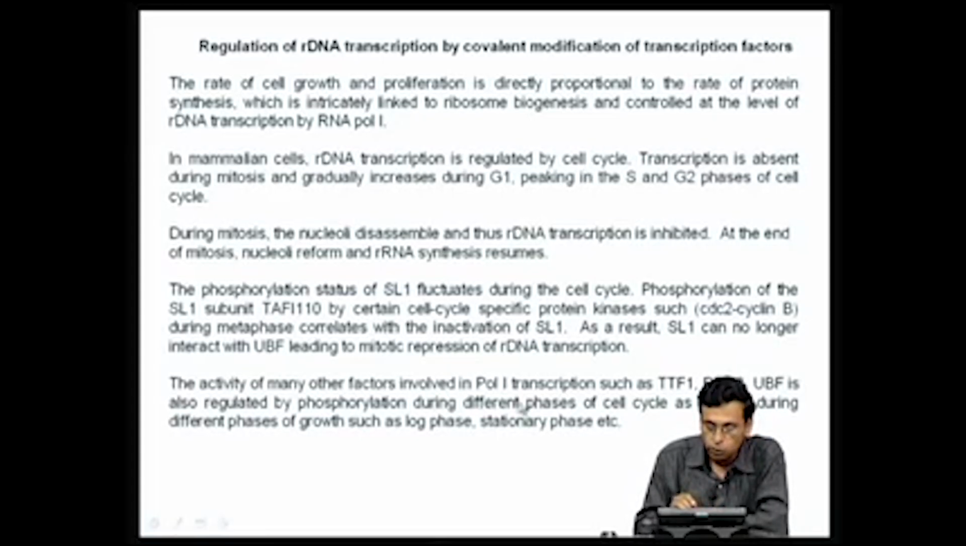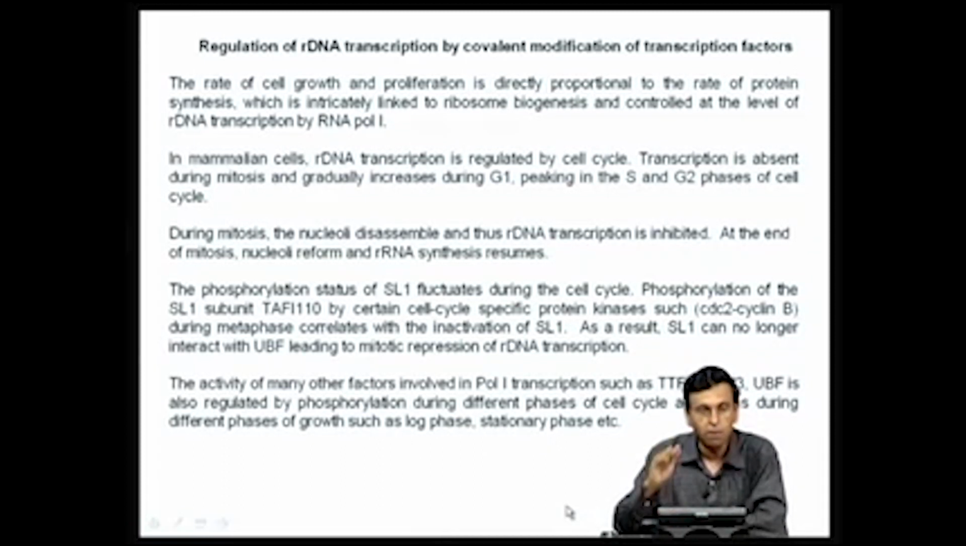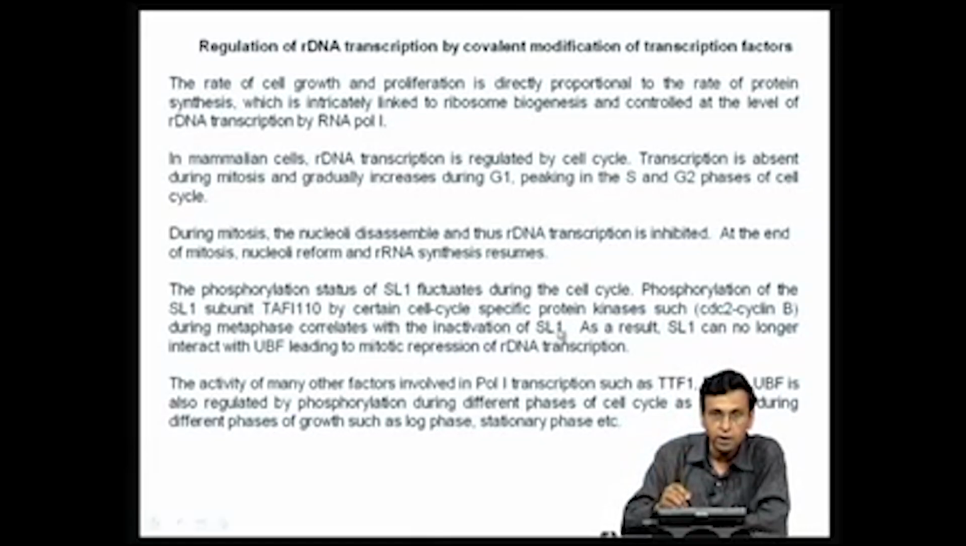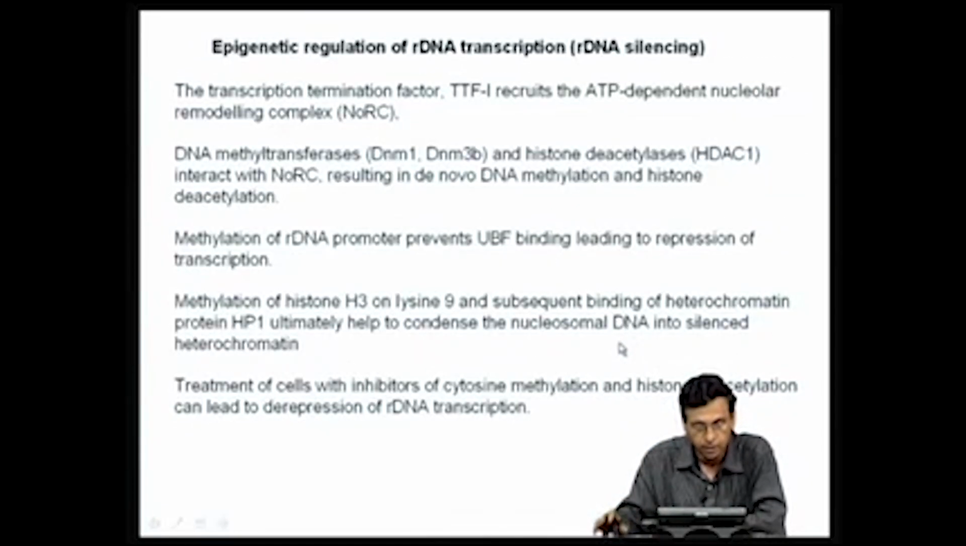Similarly, many other factors involved in Pol I transcription, like TTF1, RRN3, UBF etc., are also regulated by phosphorylation during different stages of the cell cycle, but I do not want to give too many details at this stage and confuse you. Remember, one of the major mechanisms by which RNA transcription is regulated is phosphorylation of individual components of the transacting factors involved in RNA transcription, such as SL1, TTF1, RRN3, UBF. All these are subject to phosphorylation and dephosphorylation by specific kinases, and it is by this that RNA transcription is regulated during different stages of the cell cycle.